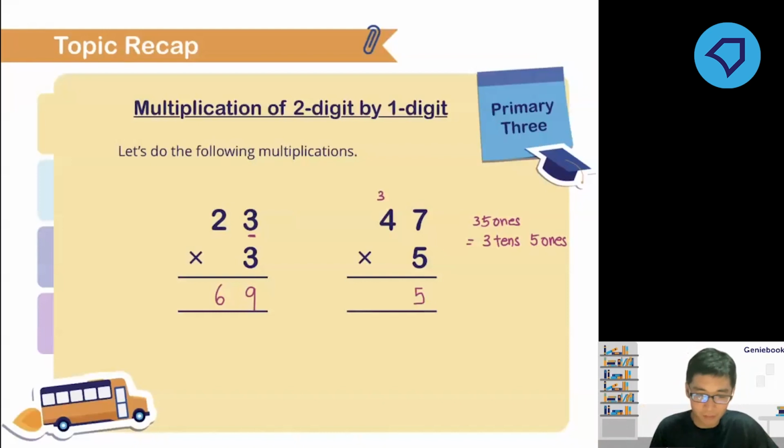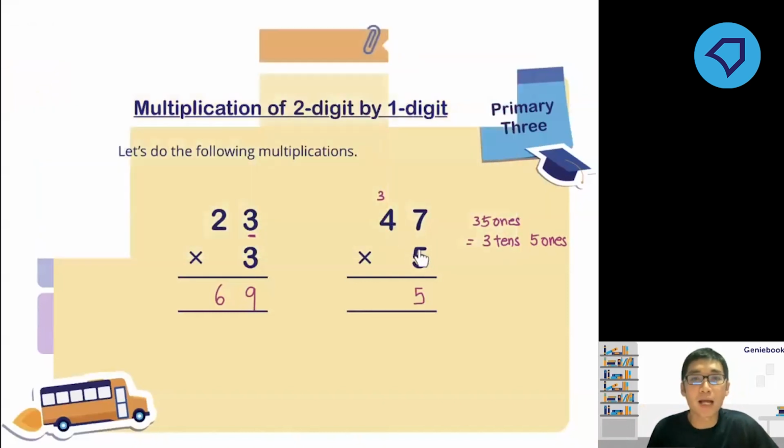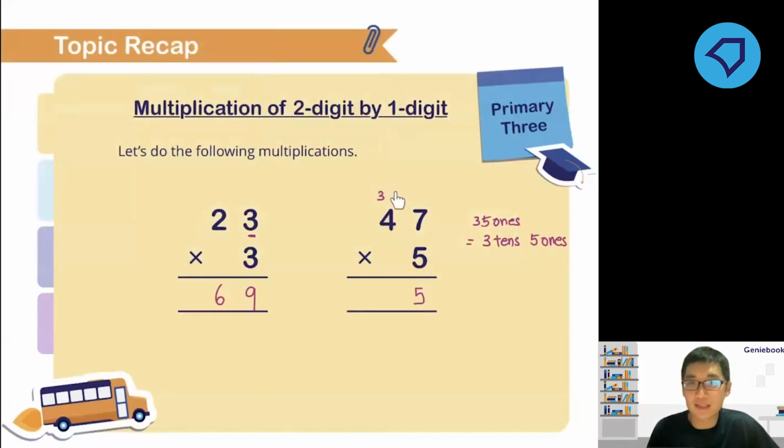And then we take 4 tens multiplied by 5 plus the 3 tens over here. So 4 tens times 5 is 20 tens. Plus another 3 more tens, that's 23 tens. Okay, so that's why the answer to this with regrouping is 235. Okay, so recall, how do we do the multiplication of 2-digit by 1-digit? And of course, your 3-digit by 1-digit.